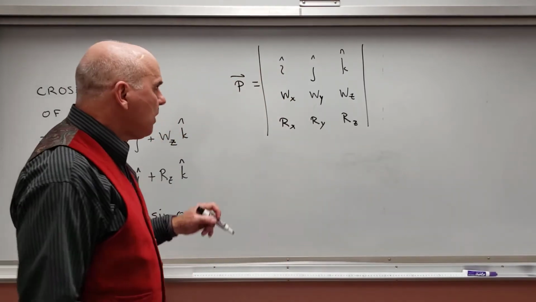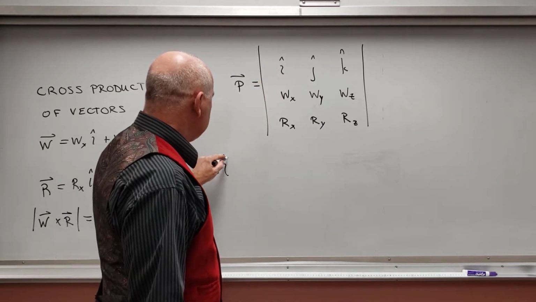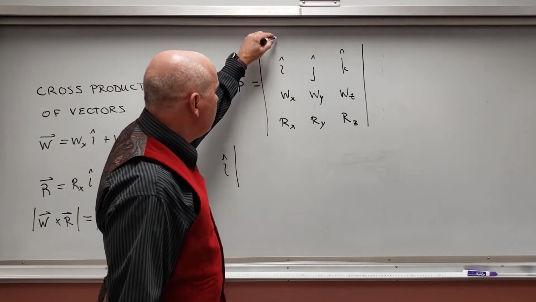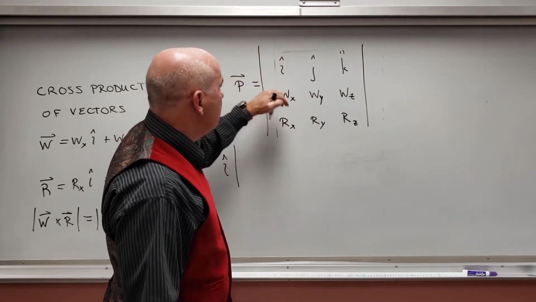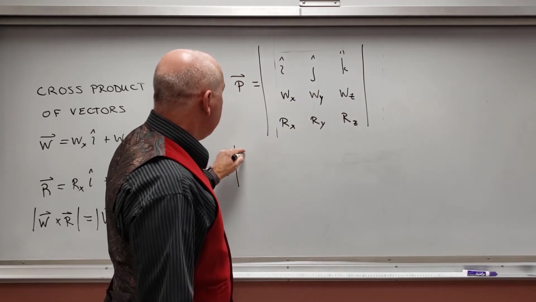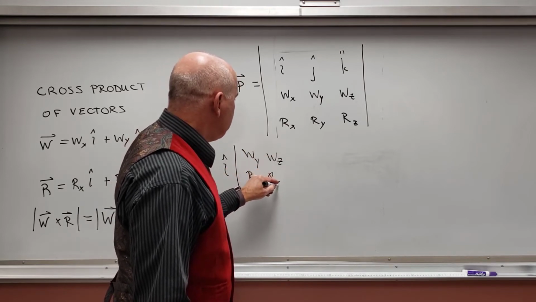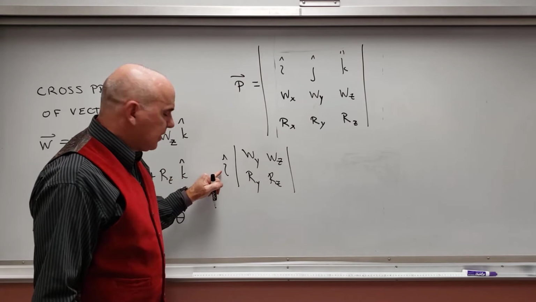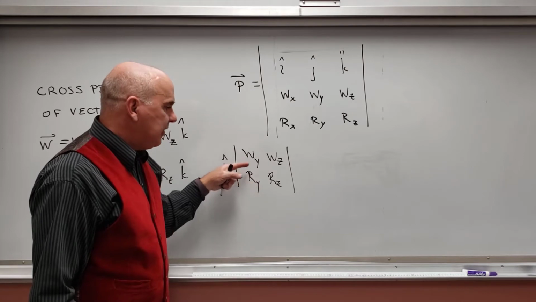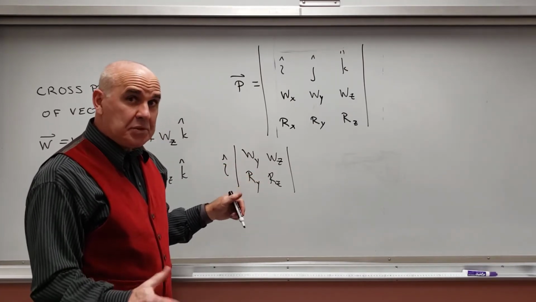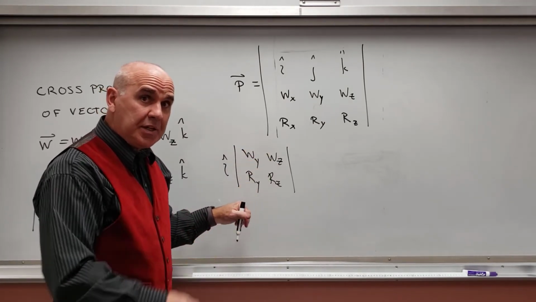All right, so if I do this, I'm going to have an I component, so I'm going to get I hat here, and then I use the minor, so I take out the row and the column that the I is in, so the first row and the first column, and I'm left with just this right here. So I get W sub Y, W sub Z, R sub Y, R sub Z. Okay, so notice that this is going to be the X component of the vector P, but it's created by only the Y and Z components of W and R. Kind of interesting to note. So the X component is not affected by the X components of the two vectors that created it.